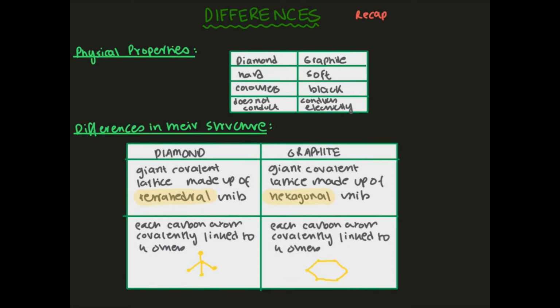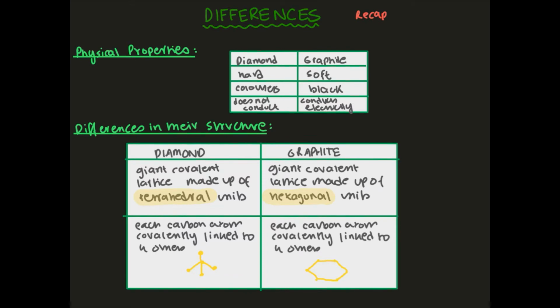Hi guys, so first I'm going to be giving you a recap of what was discussed in the previous video. So we mainly talked about the allotropes of carbon and the definition of the term allotropes, and we discussed diamond and graphite and their properties in detail. So now we're going to be discussing their differences.